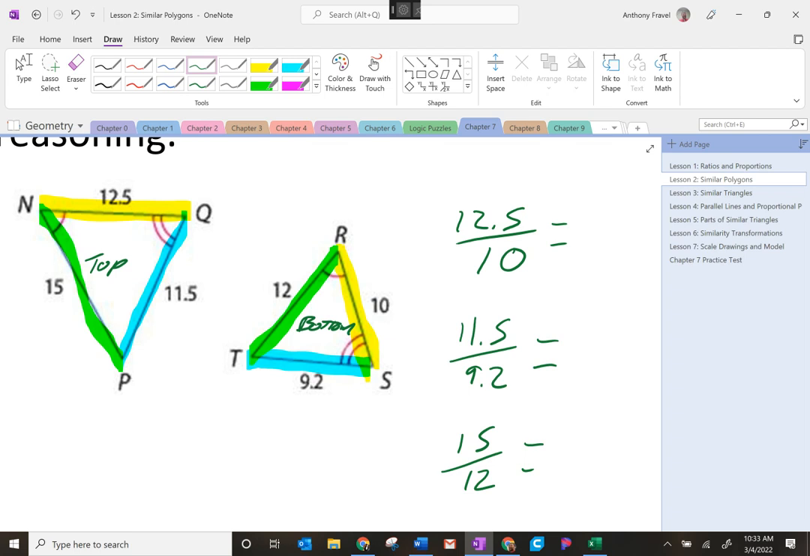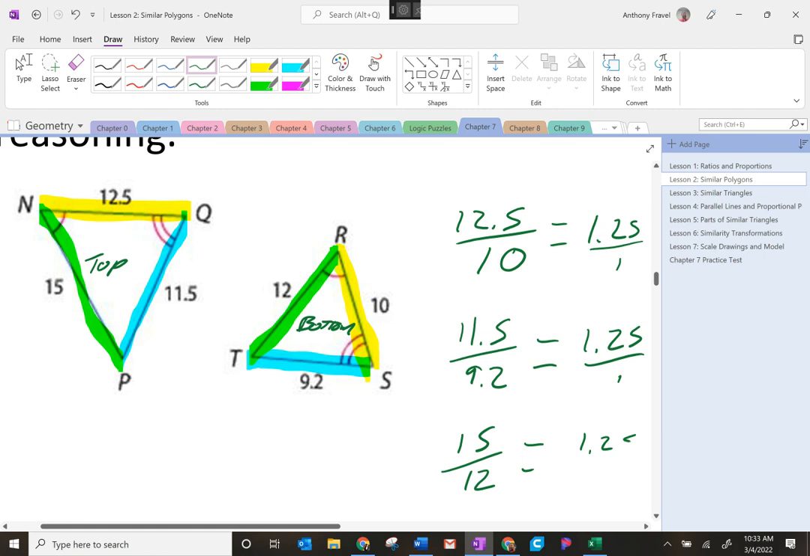My first one, 12.5 divided by 10. Perfect, 1.25. So it'd be 1.25 over 1. All of them are going to be over 1. The next one's going to be 1.25. Perfect. Every single one has the exact same ratio, the exact same number. If they are all the exact same number, I can tell you right away that it's a yes.